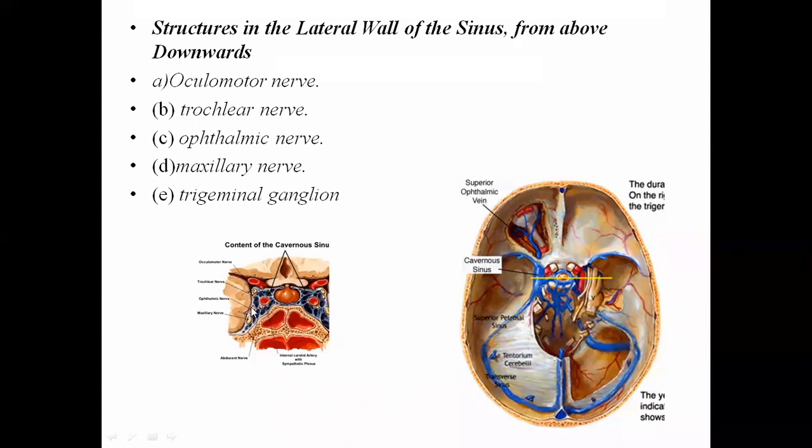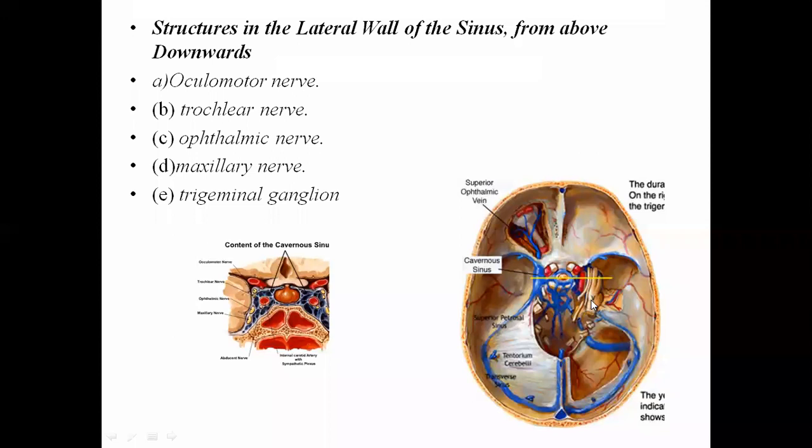Ophthalmic nerve is a branch of trigeminal nerve. Maxillary nerve is located here, below it. There is also a branch of trigeminal nerve, and a little posteriorly, trigeminal ganglion is also present. So this is the area we are talking about, the cavernous sinus lateral wall: oculomotor nerve, trochlear nerve, ophthalmic nerve.